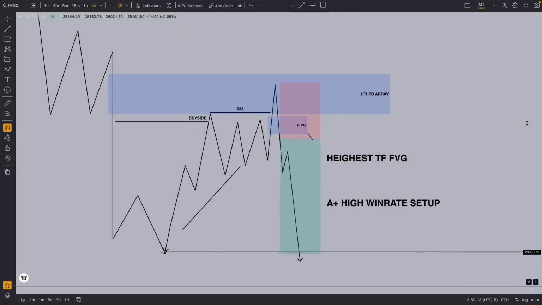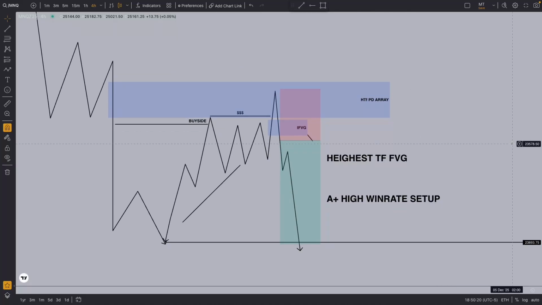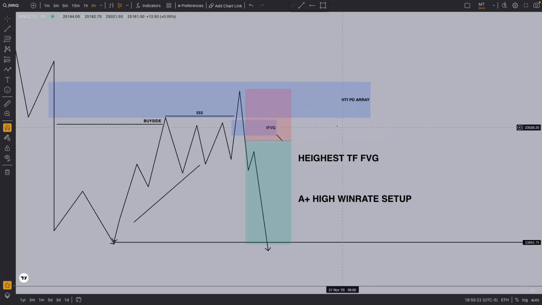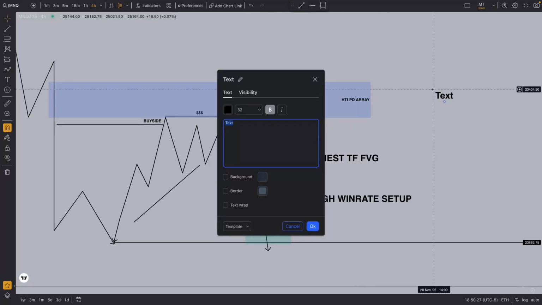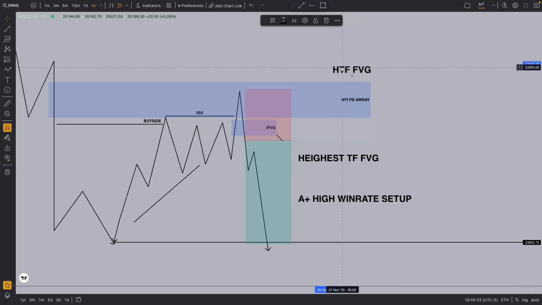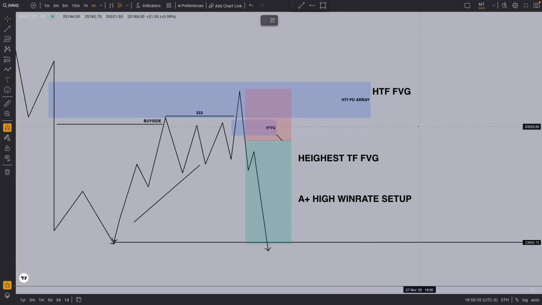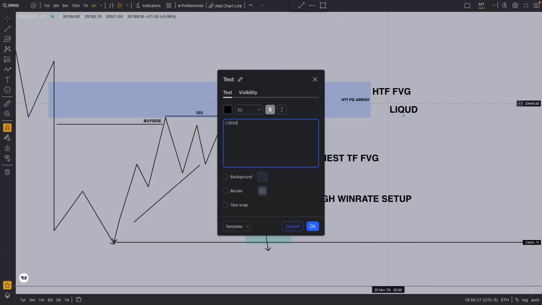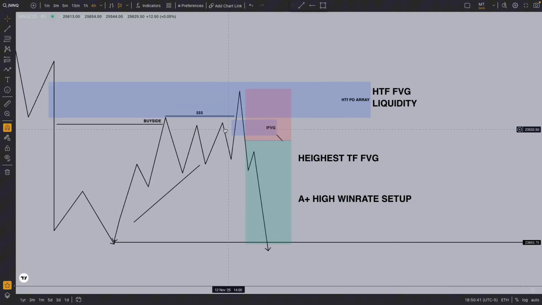Now, so basically the most important things, I'm gonna list them out right here. Make sure there's a higher time frame fair value gap. I think that's the most important part. Higher time frame fair value gap is required, right? Liquidity, also very important.